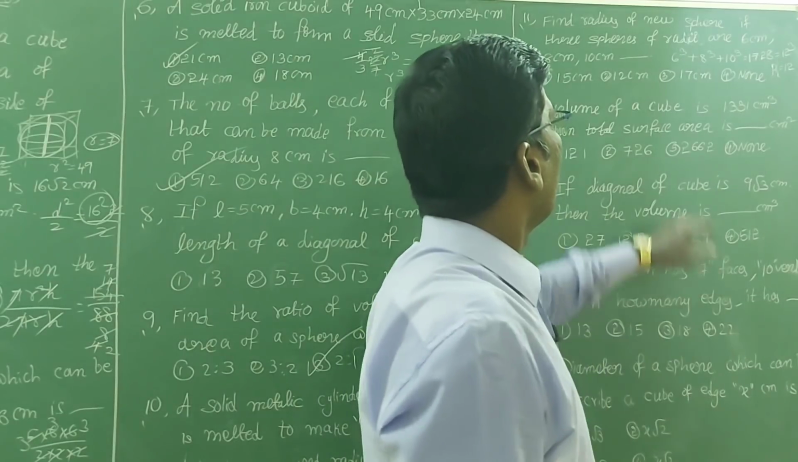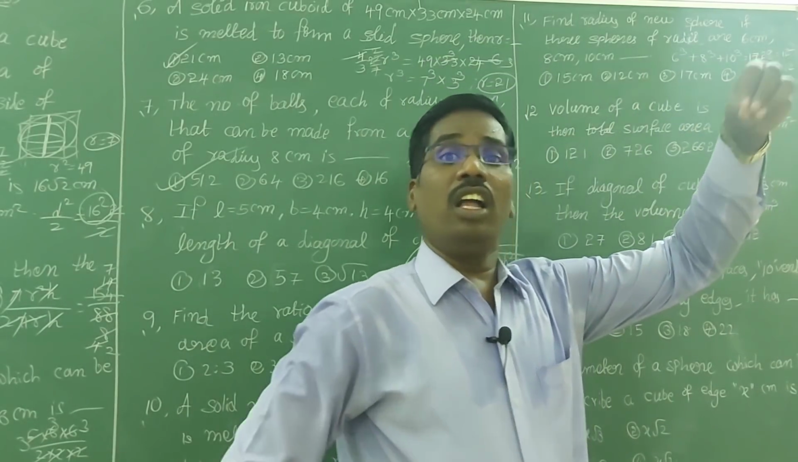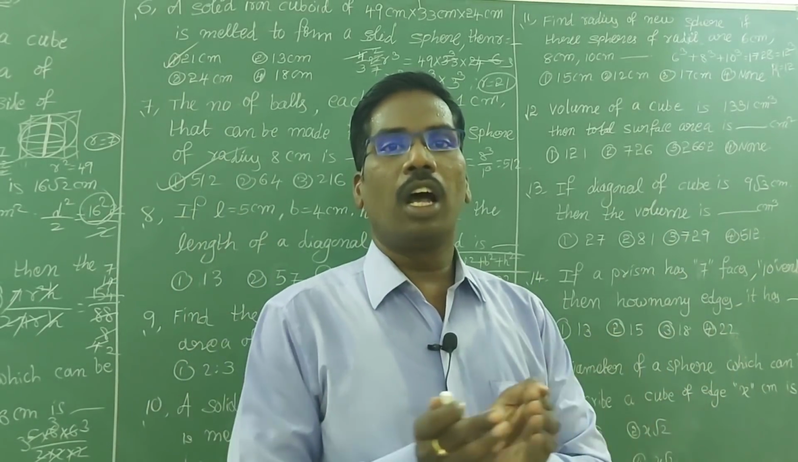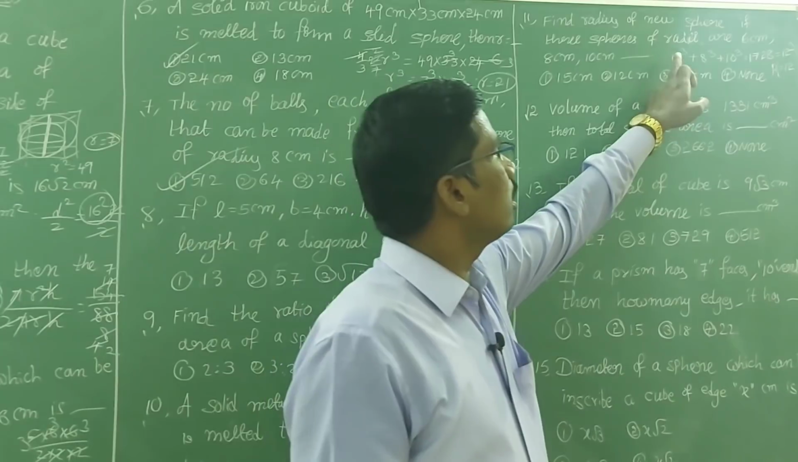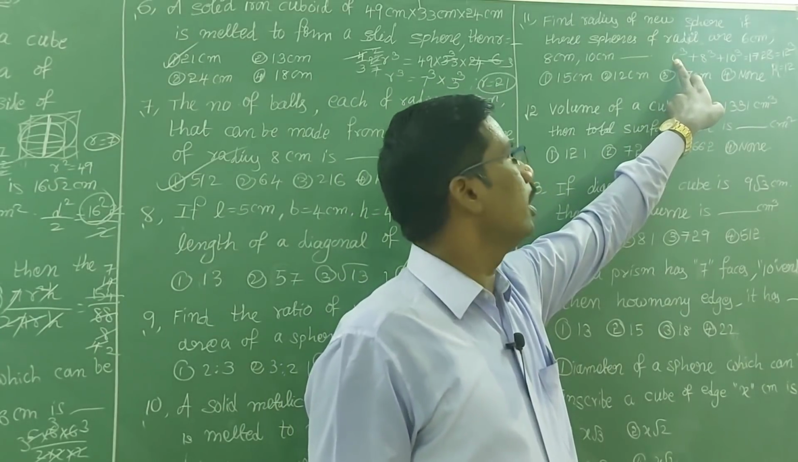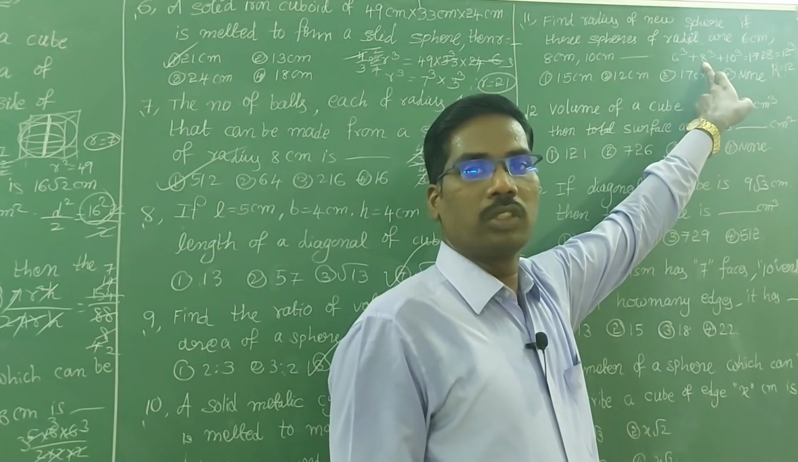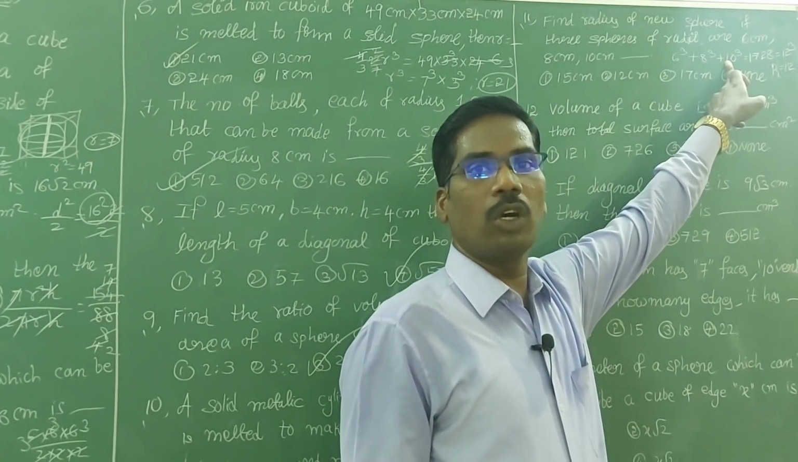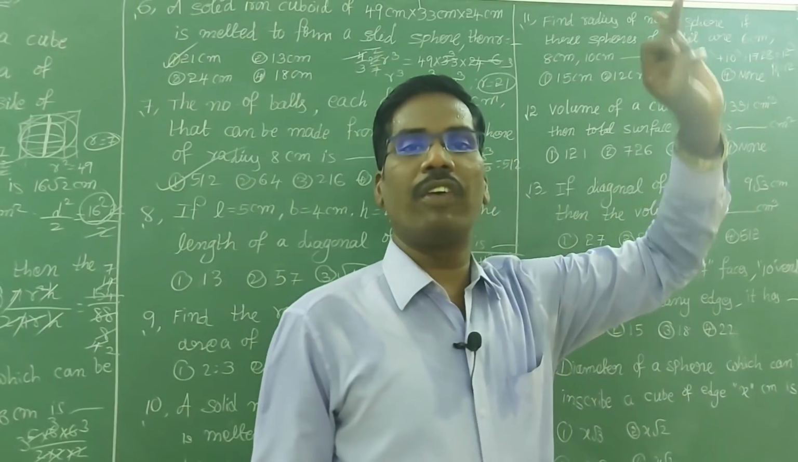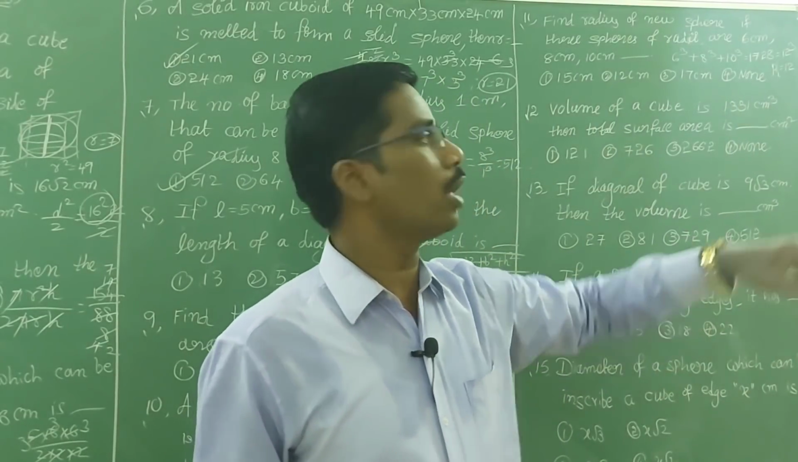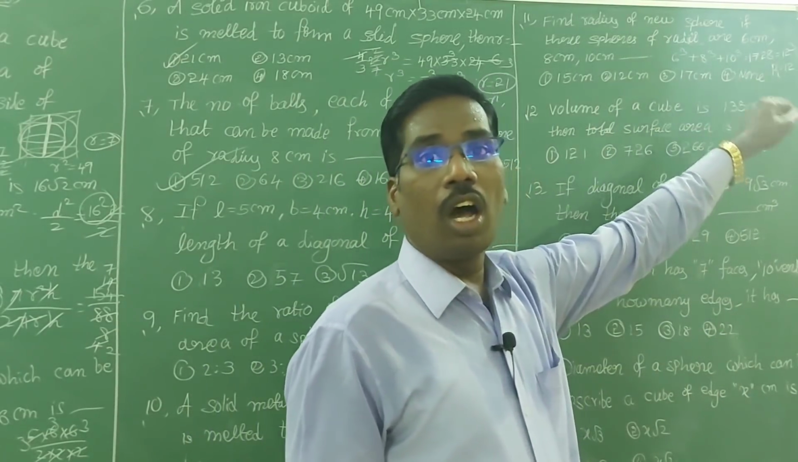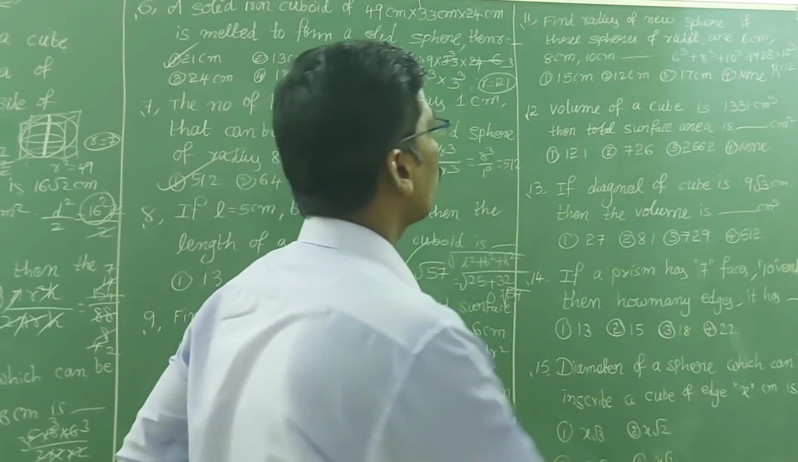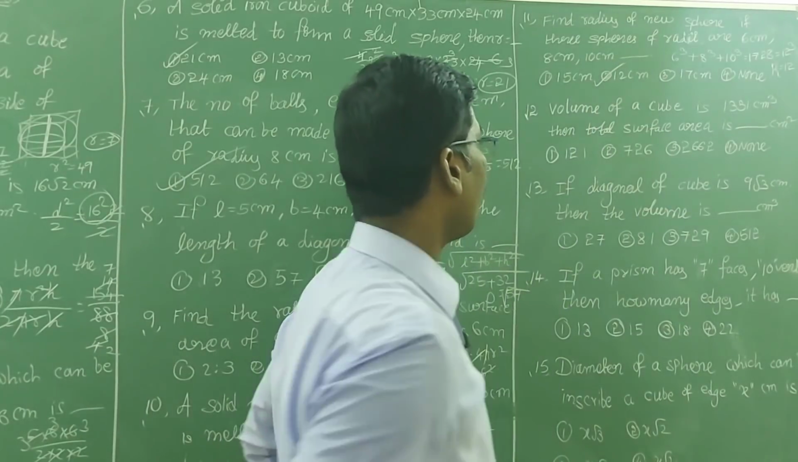Again I am saying, find the radius of the new sphere, which is the big one. If you add the small spheres, 3 spheres, then the first sphere radius is 6 cube, that is 216, and the second sphere is 8 cube, that is 512, and the third sphere is 10 cube, that is 1000. If you add 1000 plus 512 plus 216, that is nothing but 1728. This is already there in our textbook. So 12 cube, that's the most important problem. So 12 cube means the answer is 12 centimeters.